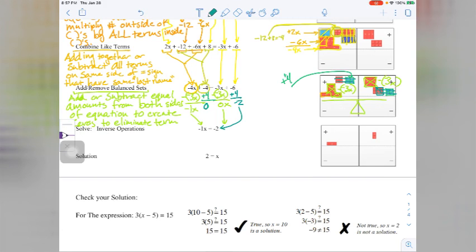So that's how you can add balanced sets to get rid of a term, and how you can subtract balanced sets to get rid of a term. That's called adding and removing balanced sets. It's also known as doing the inverse operation.